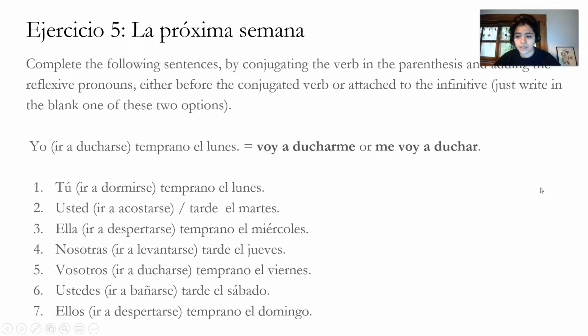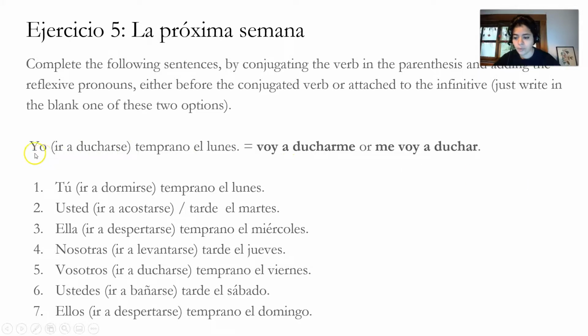We're going to do an exercise, la próxima semana. So you have to complete the following sentences by conjugating the verb in the parentheses and adding the reflexive pronouns. You can either choose to put the reflexive pronouns in your answers before the conjugated verb or attached to the infinitive. But you just have to write one of these options for each sentence.